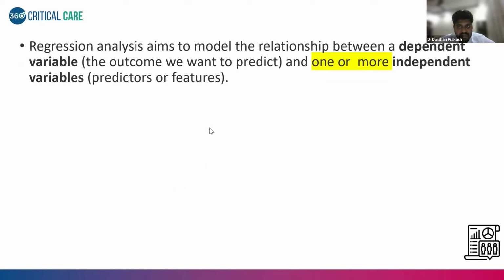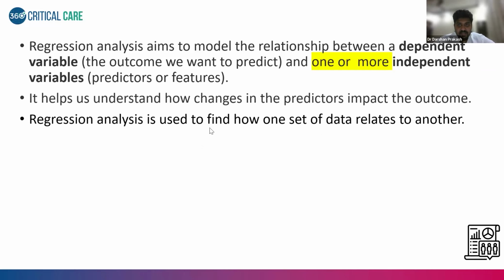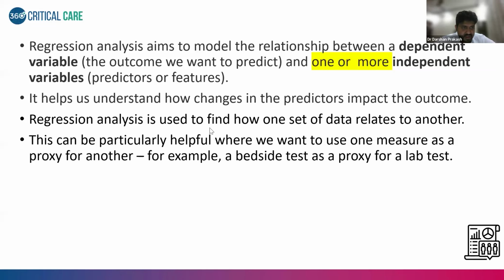Okay. So I'll give an example so that you know. So whenever we're talking about regression, know there are two parameters. That is the dependent variable and the independent variable. The dependent variable is the outcome, what we want. Okay. So dependent is the outcome, independent is the predictor, which helps us evaluate the outcome. Okay. So it helps us understand what changes in the predictors affect the outcome, the dependent variable. Okay. So it particularly helps us understand if one measure can be used as a proxy for another. Okay. For example, can a bedside test be used as a proxy for a lab test? So this is what we need to understand by regression analysis.